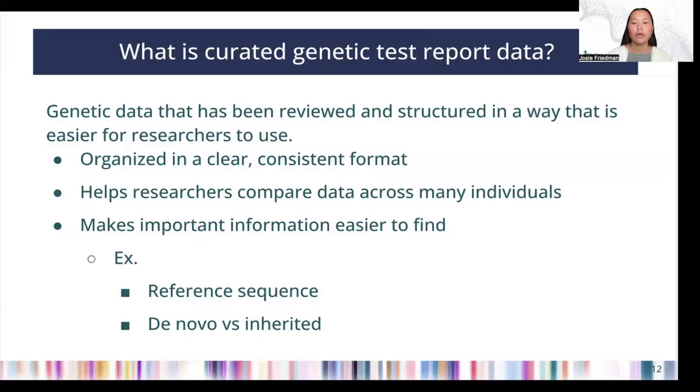Researchers also value information regarding how a variant was inherited, such as whether it was passed down from a parent or if it appeared as a new genetic change in the individual. New genetic variants that occur for the first time in a child and are not inherited from a parent are called de novo variants. De novo variants are common in neurodevelopmental disorders. When a variant is de novo or new, it is more likely to be the cause of disease.